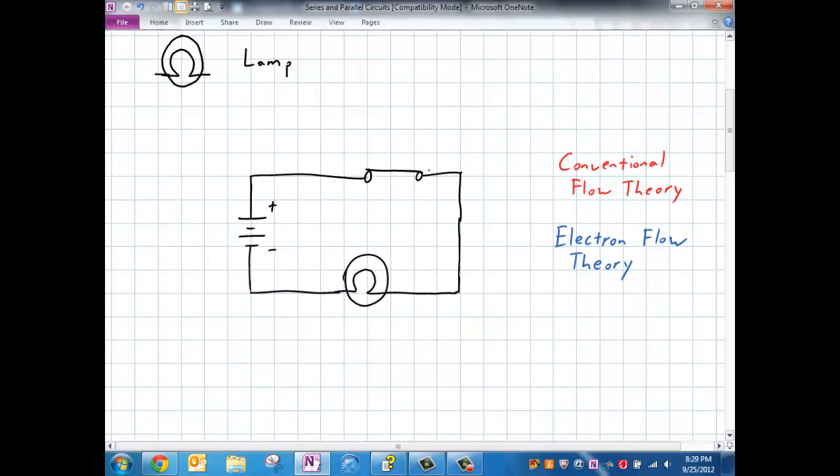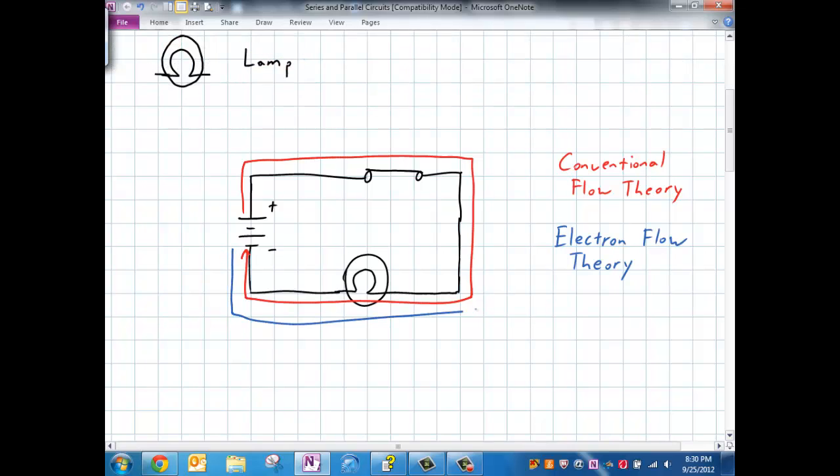There's two thoughts. There's the conventional theory, which is that electrons flow from positive to negative. That was the original thought for a long time. The more modern thought is that the electrons flow from negative to positive. This is called the electron flow theory, and it is what most scientists use. So we're going to use electron theory for most of our topics here in class. Regardless of how they flow, the actual circuit will still work the exact same way. It's just a different way to look at the electron flow in a circuit.